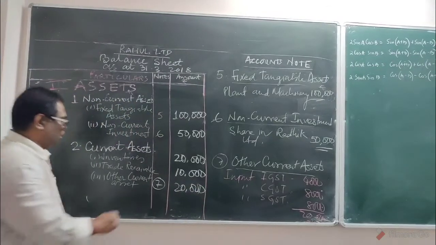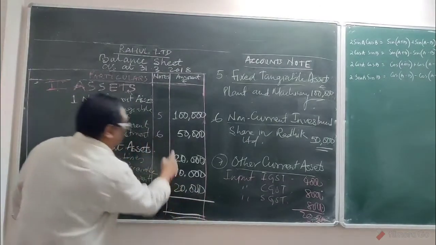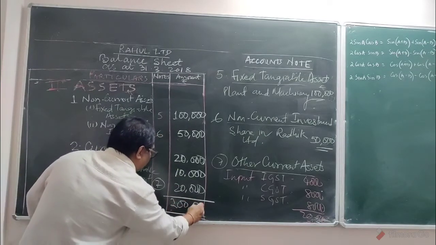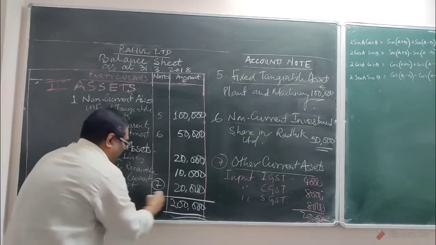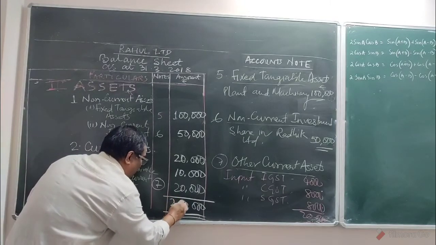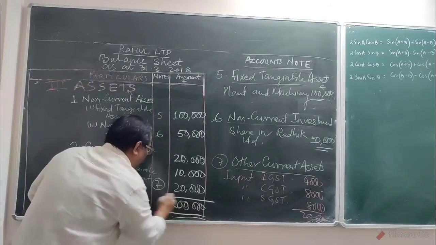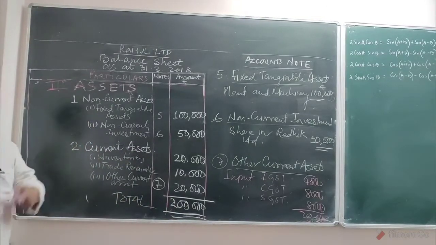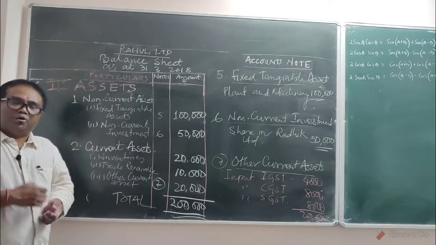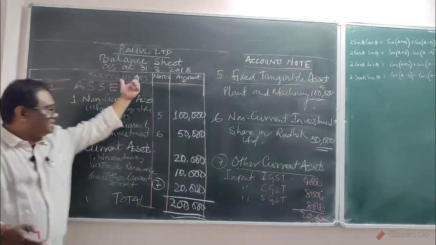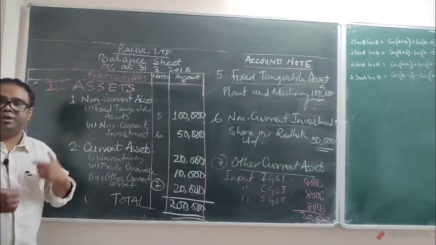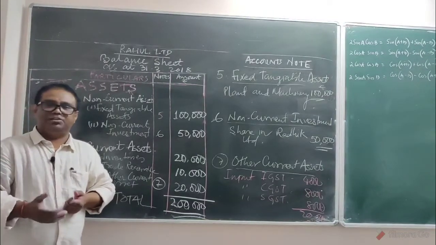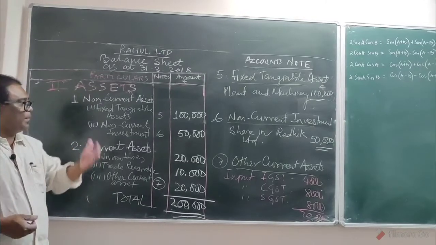Now this is the final total: 1,50,000 plus 50,000, so 2 lakhs is the final total of the asset side. Our equity and liabilities total was also 2 lakhs. Again on the asset side we got 2 lakhs. In this way the balance sheet tallies. So this is how we prepare the balance sheet.